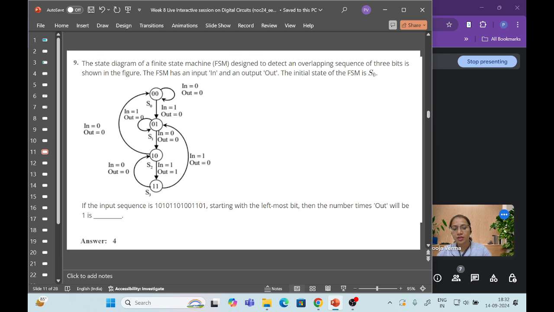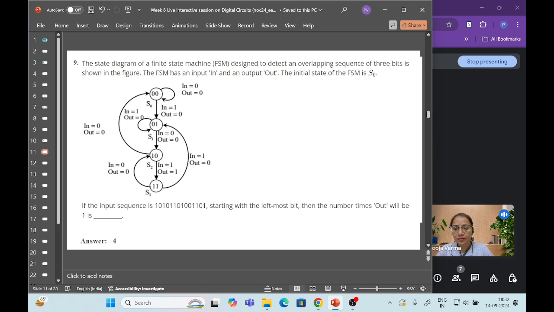So the next question is: the state diagram of a finite state machine designed to detect an overlapping sequence of 3 bits is shown in the figure. The FSM has an input, in, and an output, out. The initial state of the FSM is S0, that is this one.